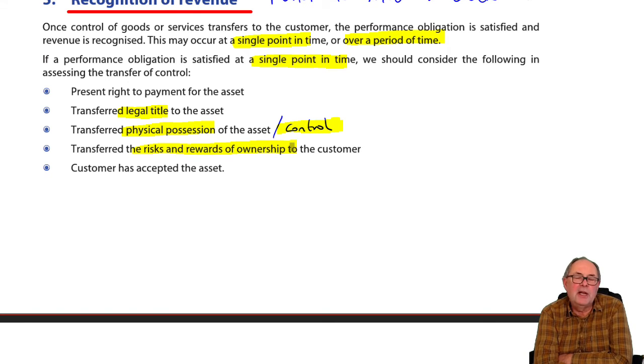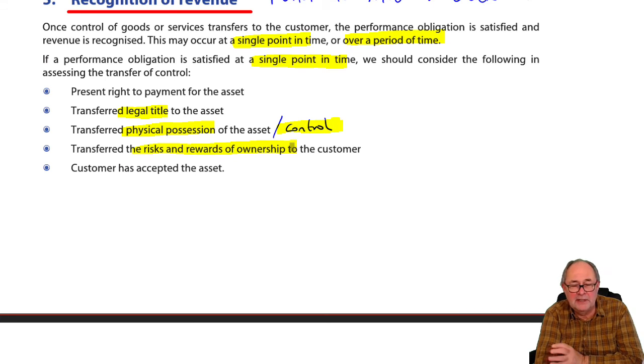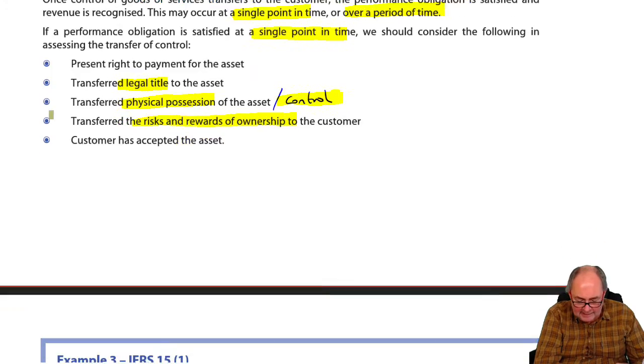Frequently in scenarios, we might be engaged to build something for a customer and the customer pays a deposit, but the customer doesn't really get access and control until the end of the contract. And that presumably would then be the time when you would normally consider recognising the revenue. So that is a point in time.